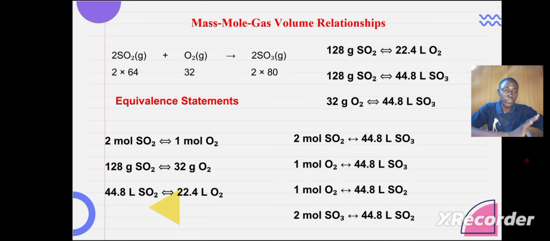Go through these equivalent statements, including the final one, and see for yourself if you are following. 2 moles of sulfur(IV) oxide is equal to 44.8 liters of sulfur(VI) oxide, for example, and all the others. I'll give you a few seconds before I move on. You can also pause the video to make better sense of what we've talked about so far.